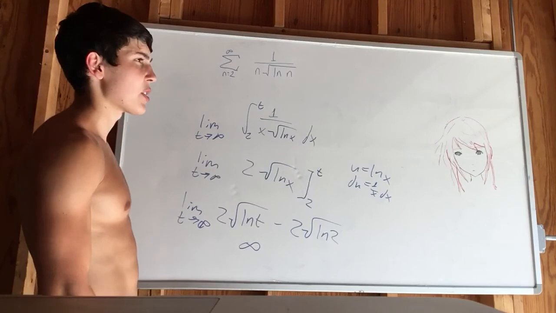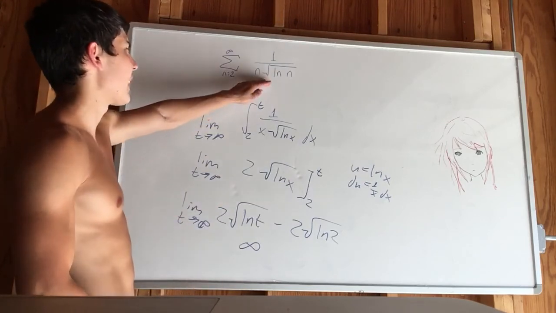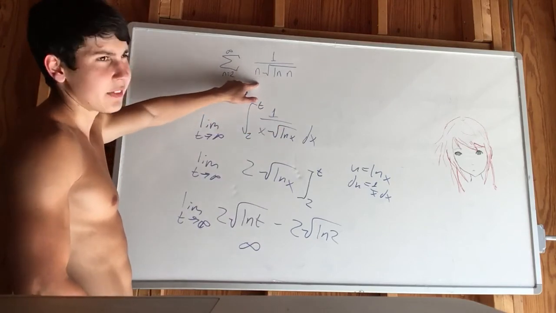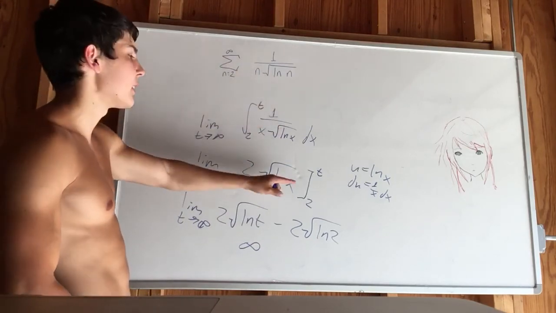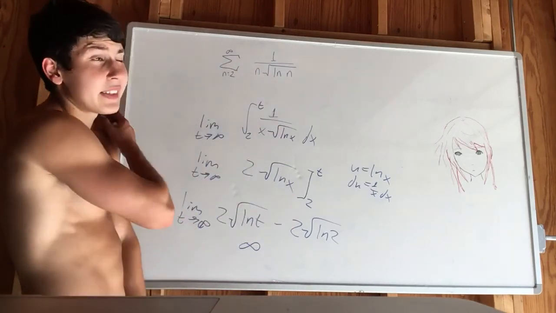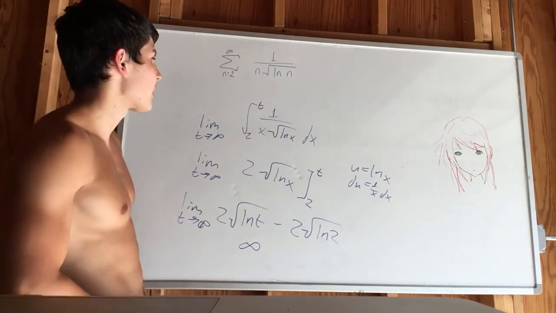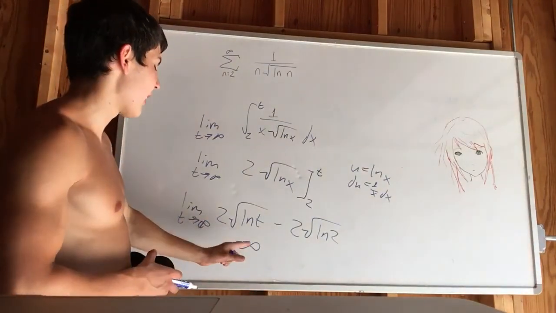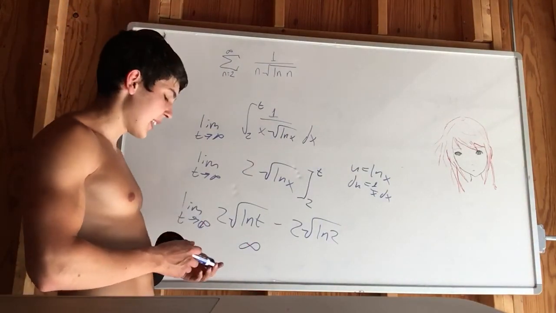Our integral diverges, which means that this also diverges. If it had converged, that means that this also converges, but not necessarily to whatever the integral converges to. This could converge to some other thing. But yeah, in this case, because we got infinity, this diverges by the integral test.